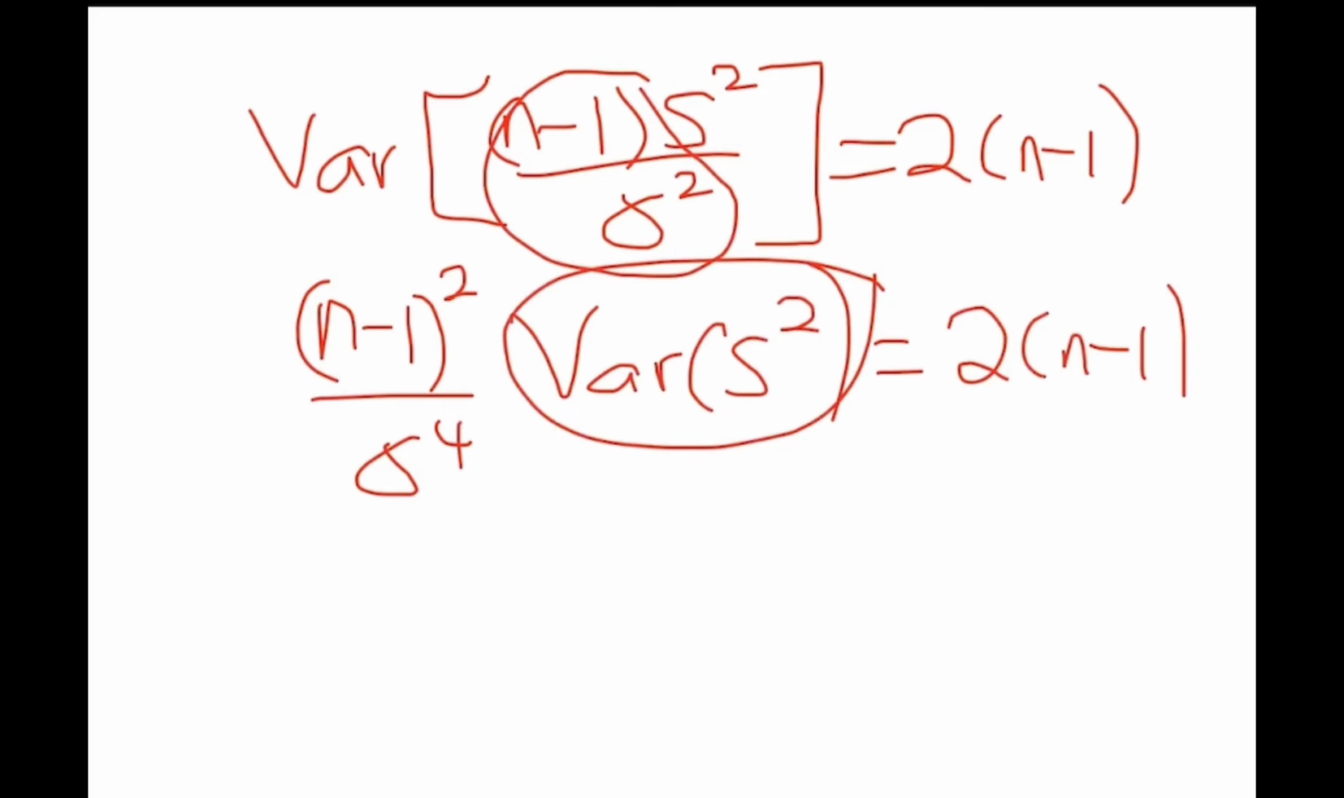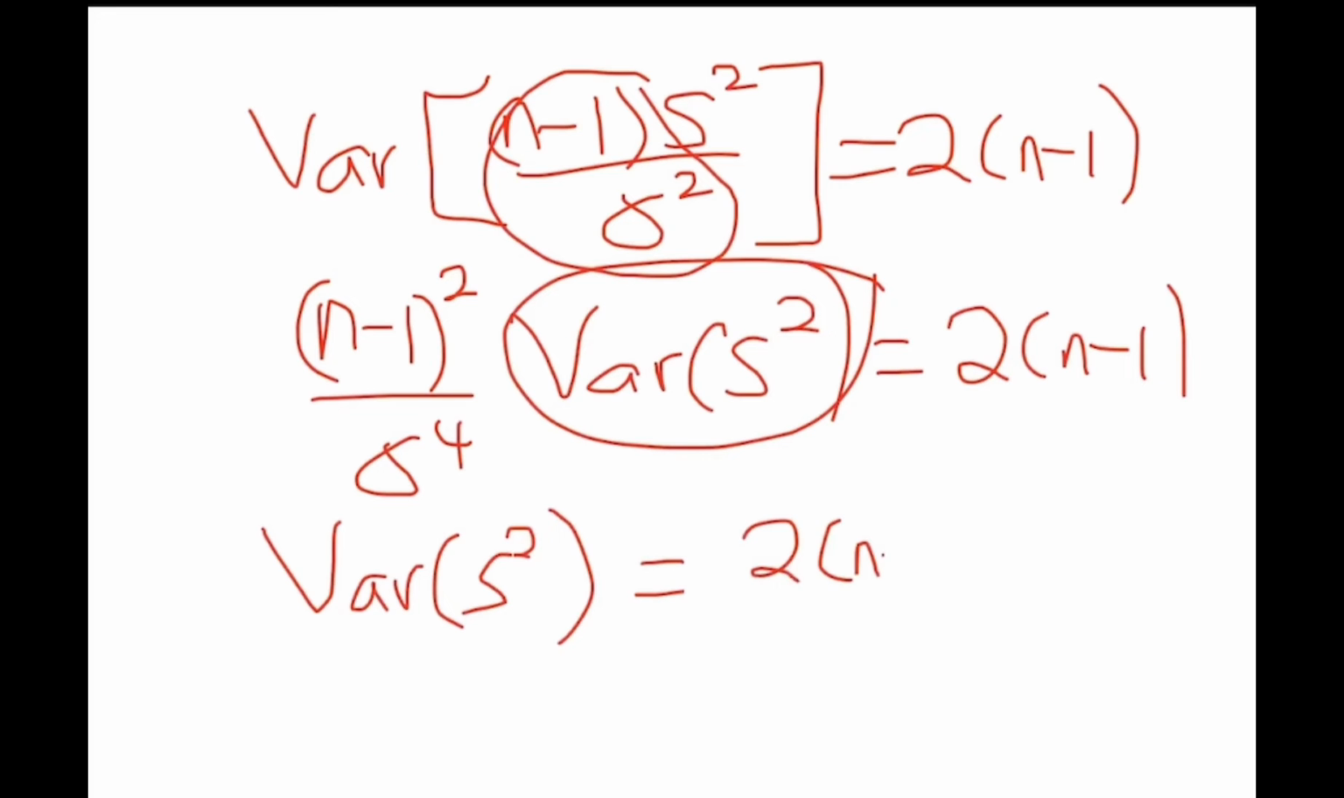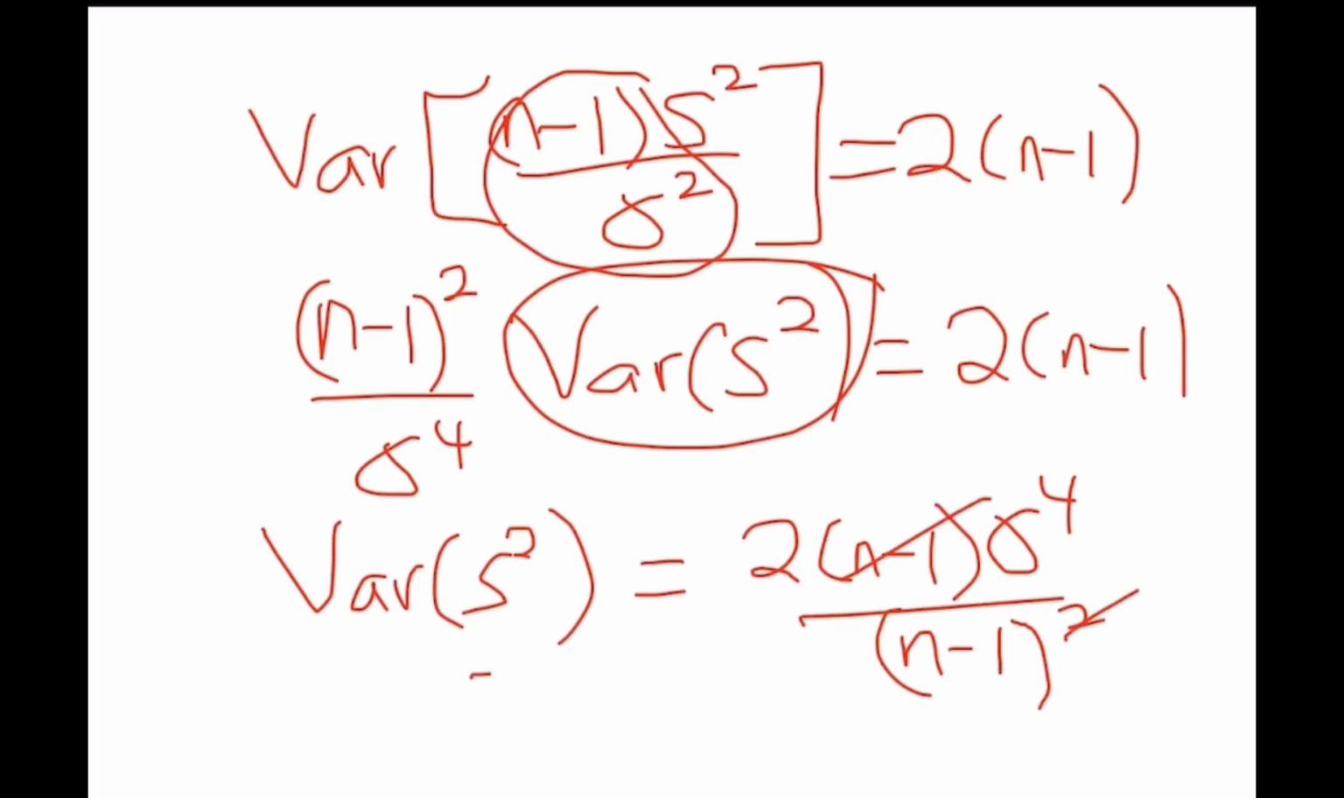So the variance of the sample variance is 2 times n minus 1 times sigma to the power 4, divided by n minus 1 squared. Taking a look at what we have now, this reduces, and we get 2 sigma to the power 4 divided by n minus 1.